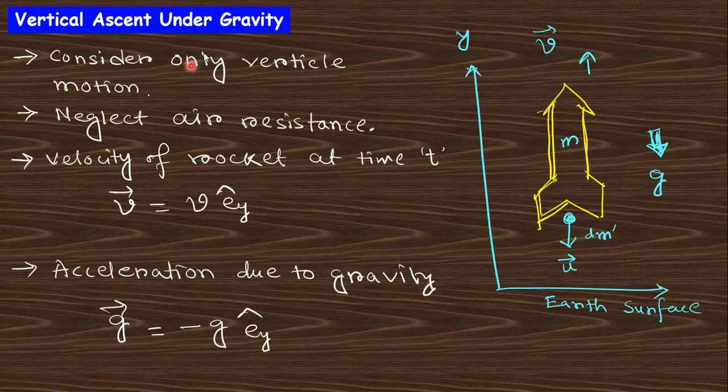Next, for the vertical ascent under gravity, when the rocket goes through vertical motion, all things are similar to the horizontal case, with an additional g, the acceleration due to gravity, attracted towards the surface. So the velocity will be taken along y, that is the y axis, and g will be minus because it acts towards the center. So we get velocity and acceleration due to gravity.